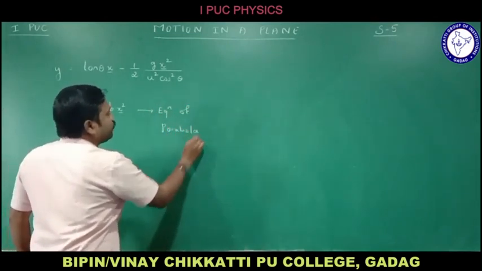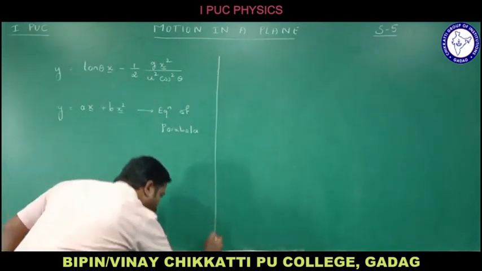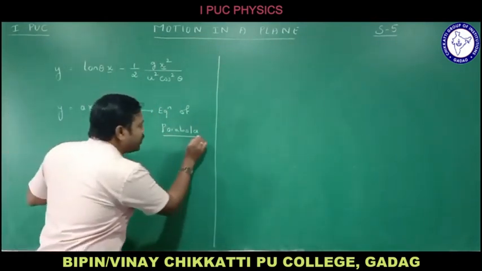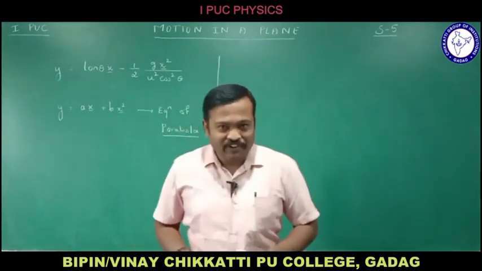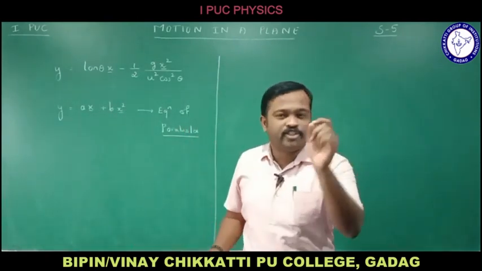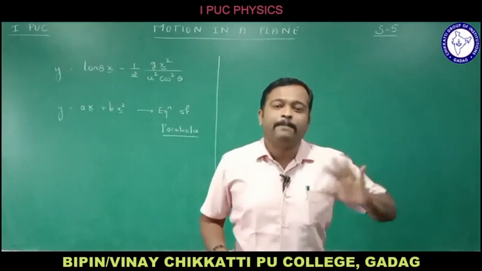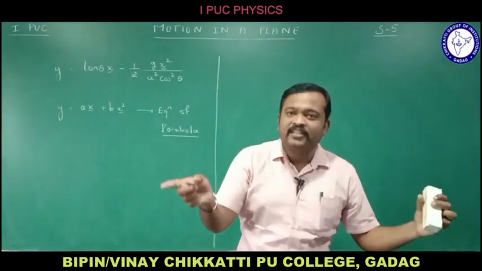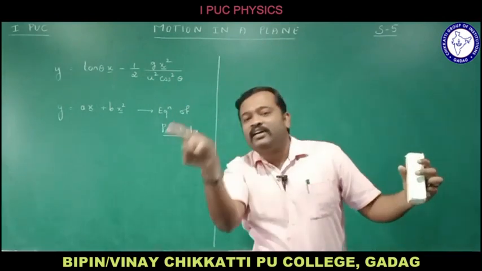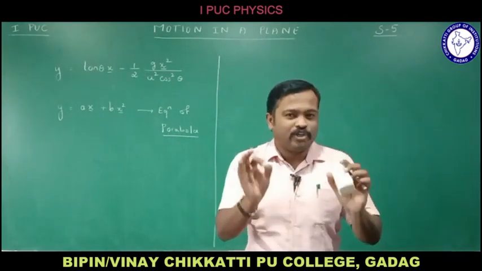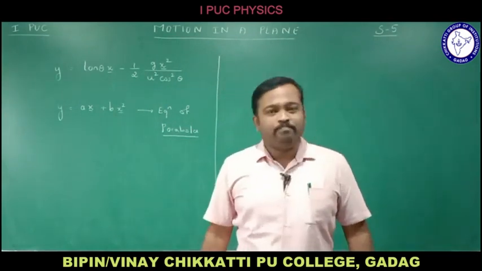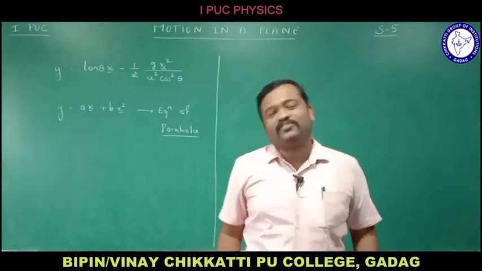That is why we say that whenever an object is thrown in air, it follows the path of a parabola. So we can conclude that the trajectory of a projectile is a parabola, right? If this is a projectile, it follows a path like this, and this shape is called a parabolic shape, and the equation of a parabola is y = ax + bx square. So this was the result of the last session.